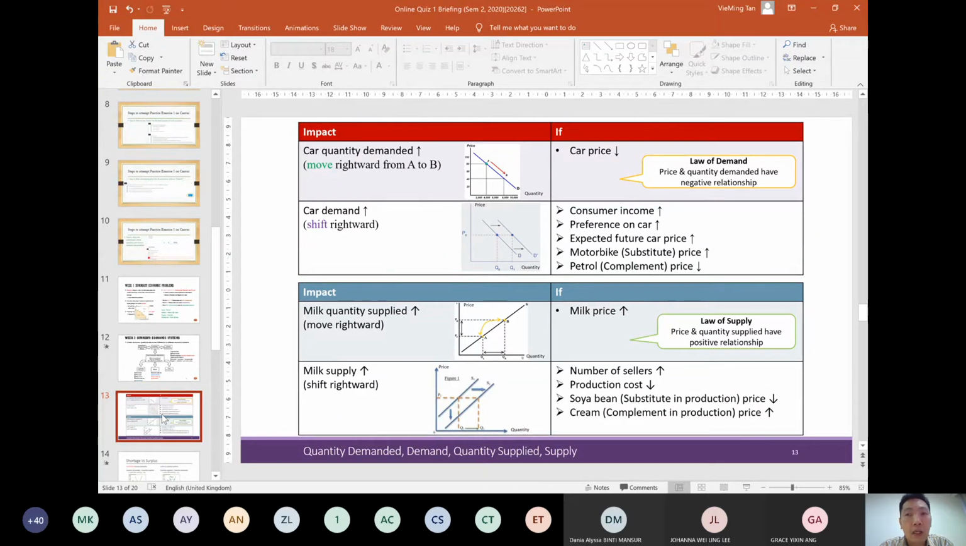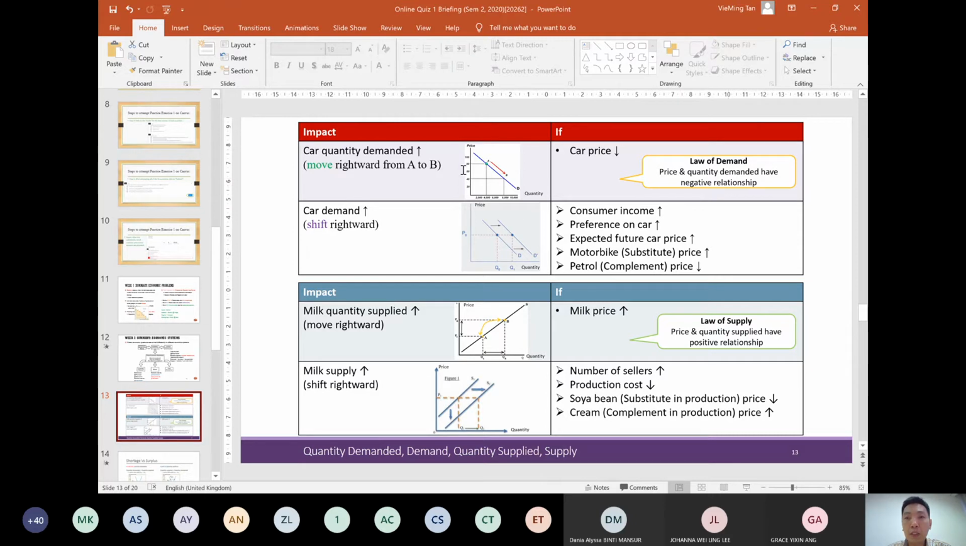That means that if the product price is increasing, then the quantity demanded for that product will reduce because it's more expensive now. When the price of the product increases, that means it's more expensive, so this will reduce the quantity demanded. As a result, there is a negative relationship between product price and quantity demanded. This is the belief from the law of demand.